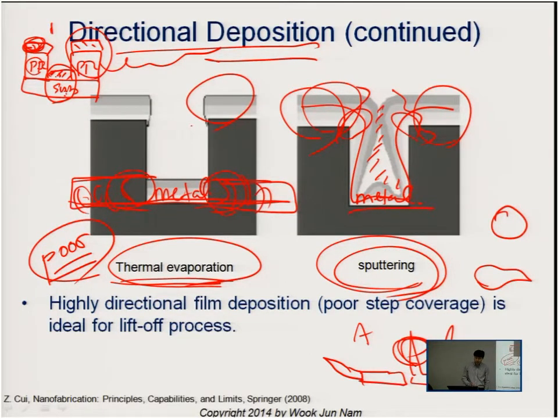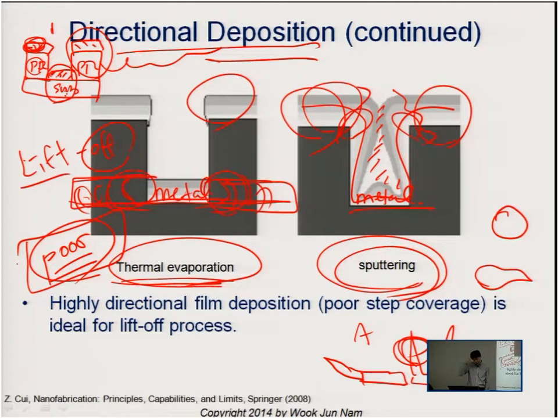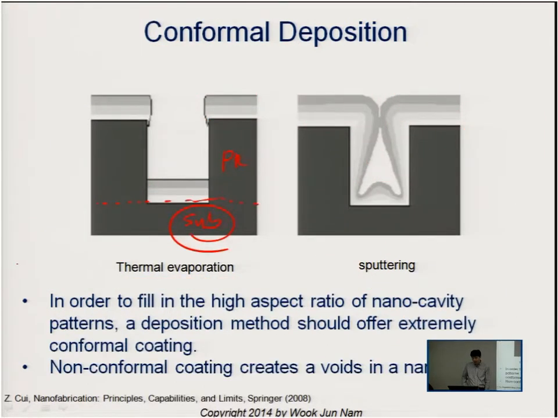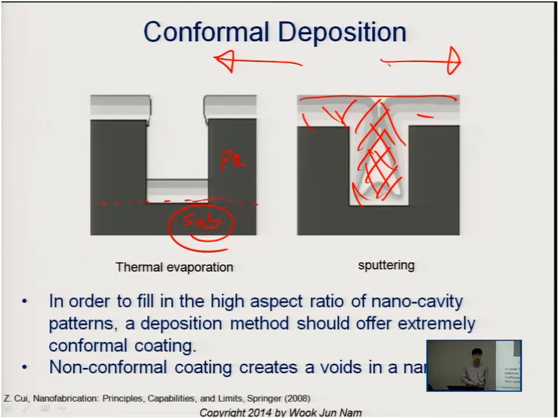So if you want to use this metal deposition for the lift-off process, this poor step coverage is a pretty good idea. But somehow, if you have the same nano cavity, but you need to fill everywhere conformally, in this case, the technique you need to find is another kind of extreme. So to fill everywhere densely, you should find a technique which gives you a perfectly conformal coating.